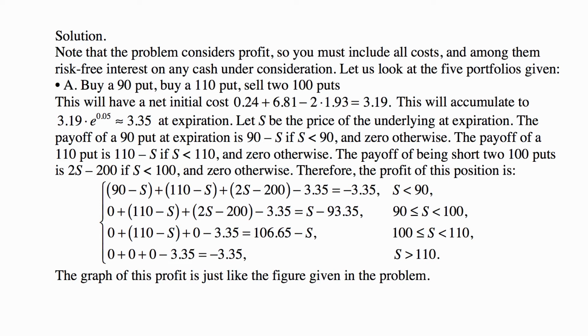And 0 otherwise. Therefore, the profit of this position is what you get when you add up all of the items. For S less than 90, this ends up just being the constant, the cost of $3.35. For S between 90 and 100, this ends up being S minus 93.35. For S between 100 and 110, this ends up being 106.65 minus S. And for S more than 110, this ends up being negative 3.35. The graph of this is just like the figure given in the problem.